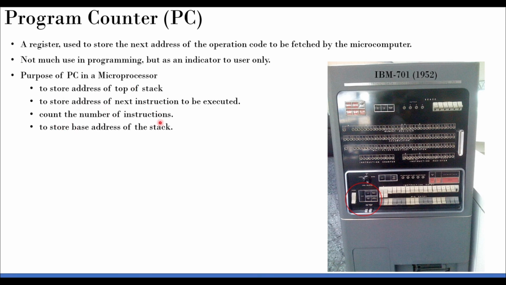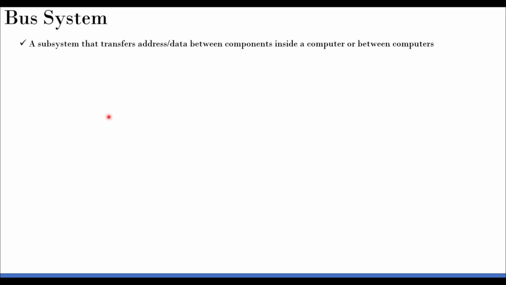Count the number of instructions. Wow, that is also very, very interesting. To store the base address and top address. So it is also used intermediately for some purpose, which you will discuss later, not now. But at this point, one thing pretty important for you to understand is that it will have the address of the next instruction. And then, of course, last but not the least is the bus system, which is the interconnect.